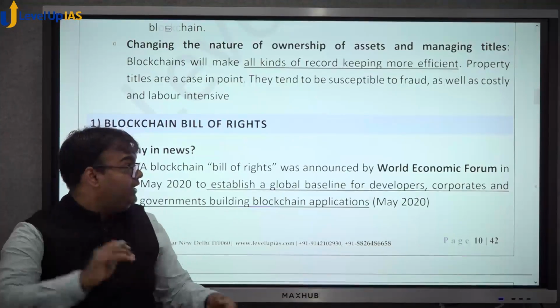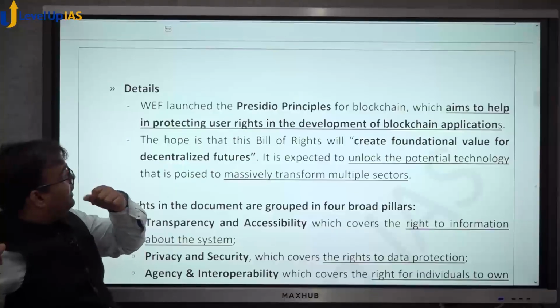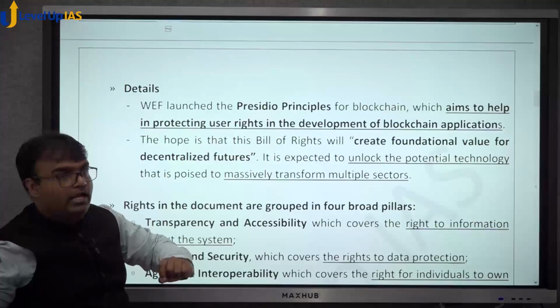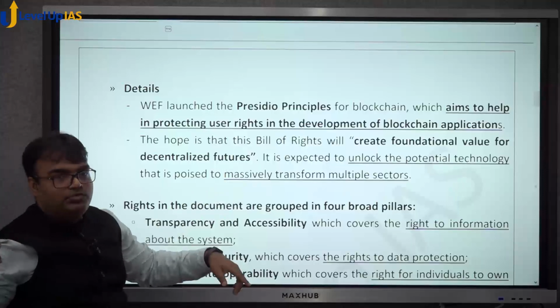Okay, so this Bill of Rights by the World Economic Forum aims to help in protecting user rights in the development of blockchain applications. It is creating foundational value for decentralized futures.